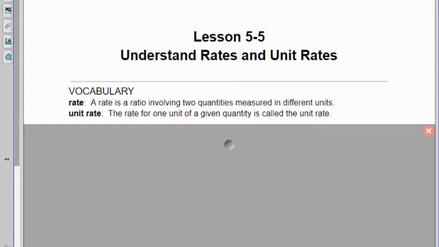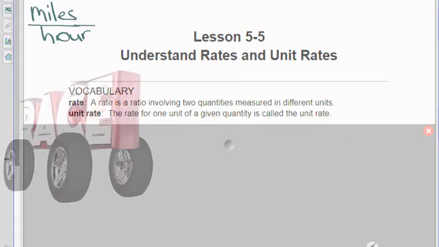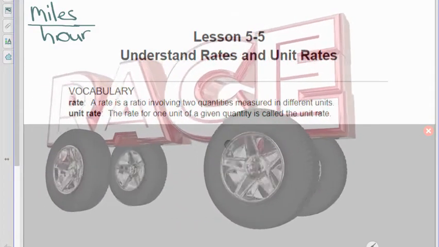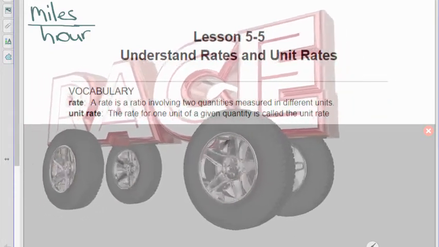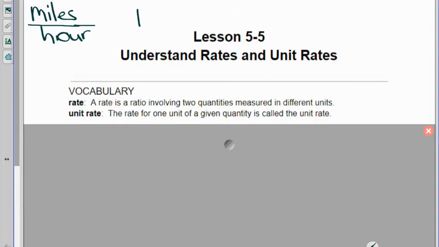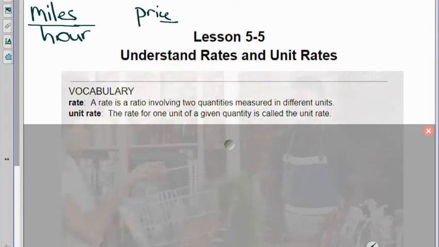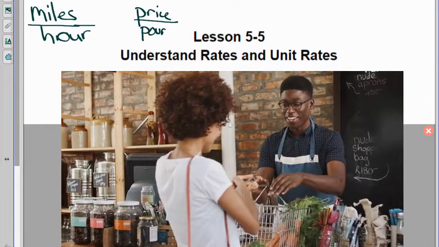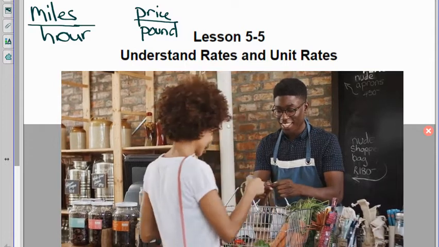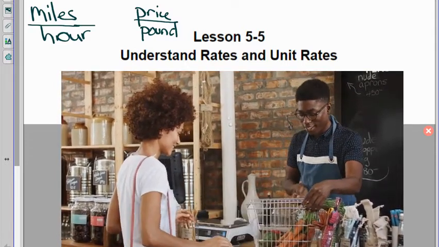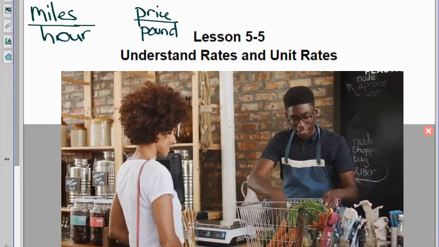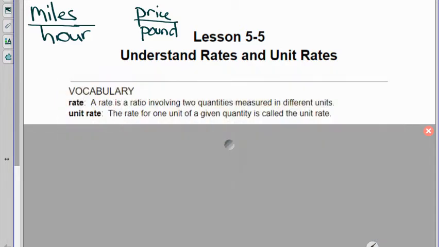So for example, one example might be miles per hour. We drive down the highway, a certain number of miles per hour. Miles per hour, that's miles to hours. We can also have our price per pound of food. Maybe you go and buy some cold cuts at the grocery store, and it's a certain price per pound of ham, turkey, whatever it is. So that is also another example of a rate.